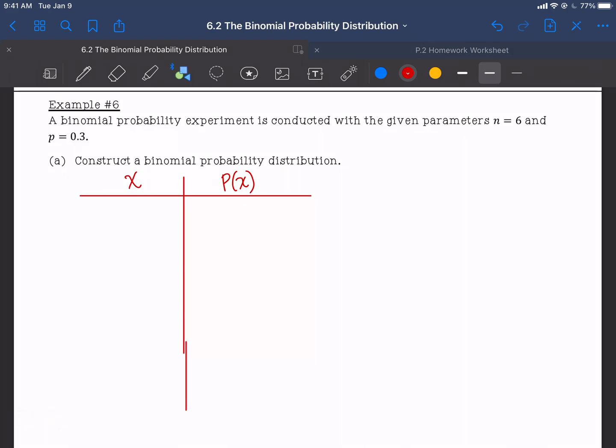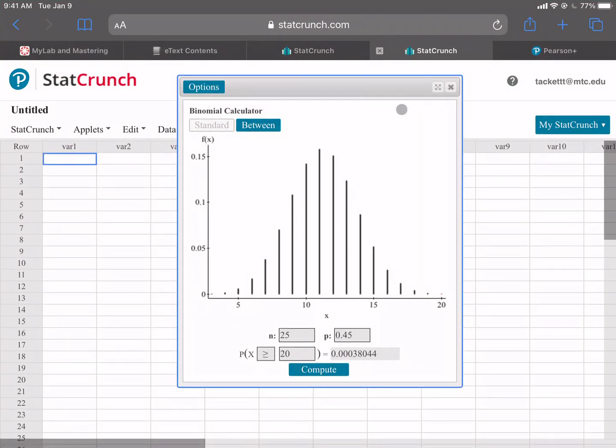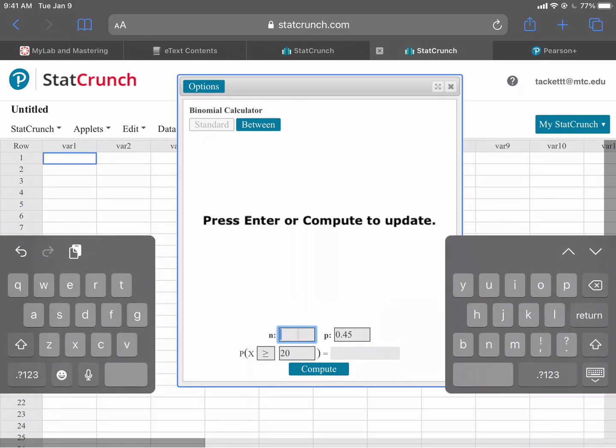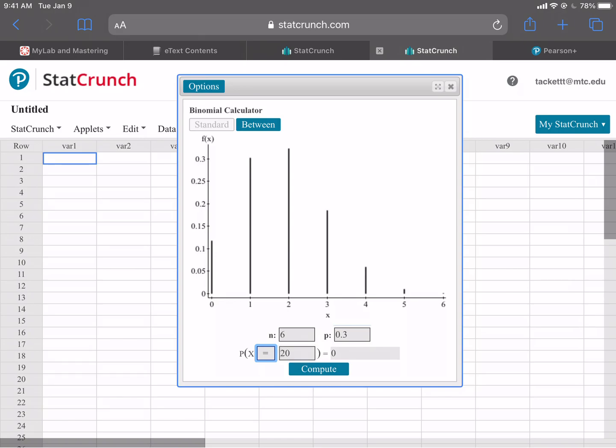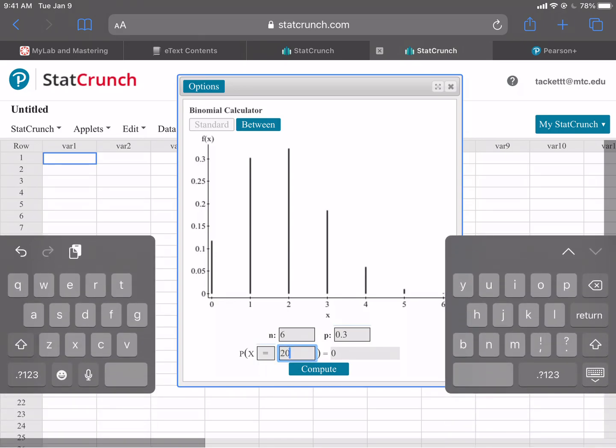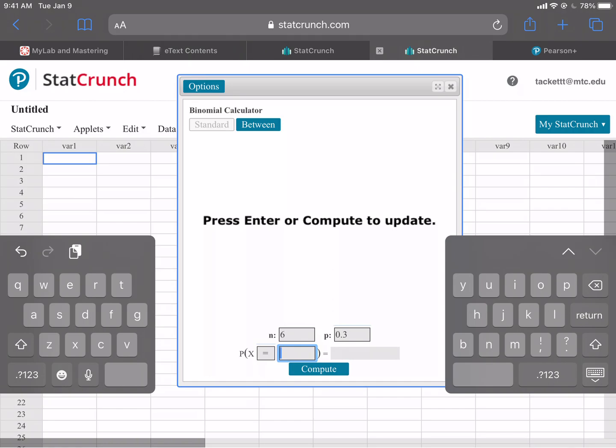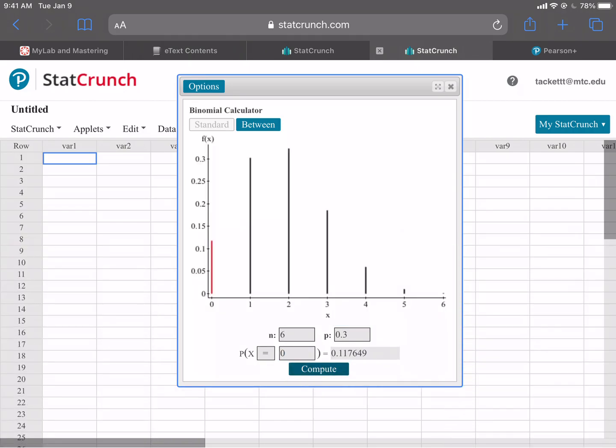I'm going to use StatCrunch to do this. All right, so I'm going to go to StatCrunch. I'm going to let n equal 6. P is going to equal 0.3. And then I'm going to find x is equal to make my probability table. I'm going to do 0, and then I'm going to go all the way through 6. So when it's 0, we have a probability of 0.1176.